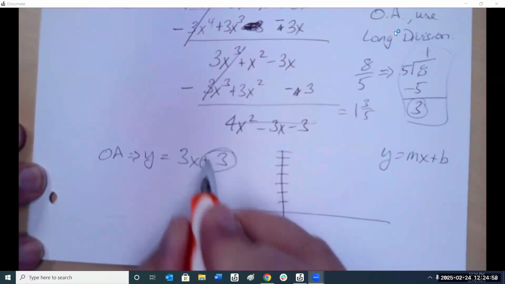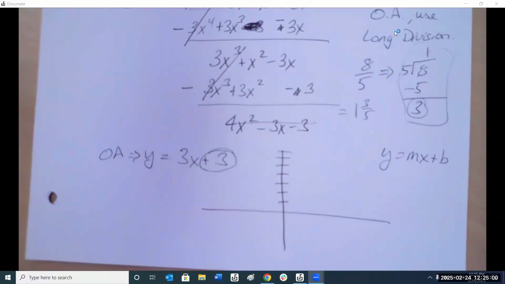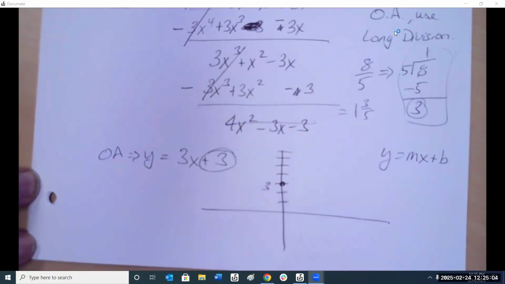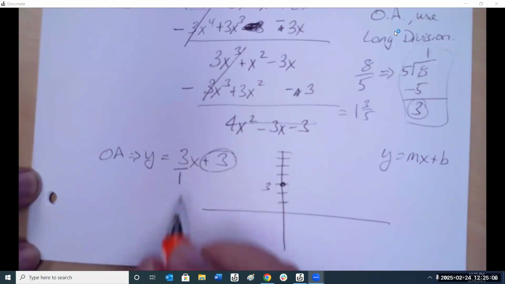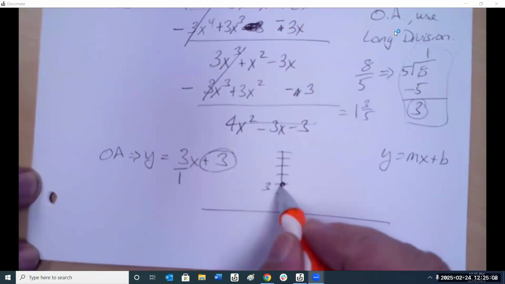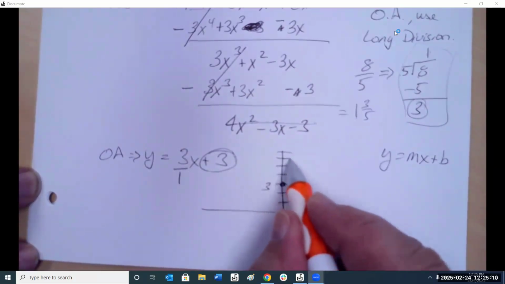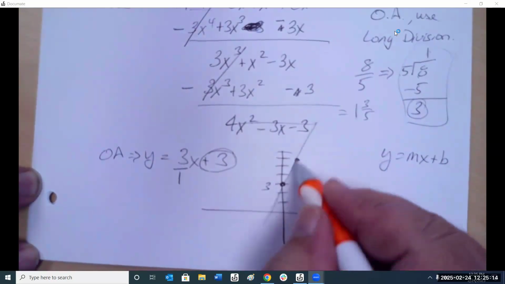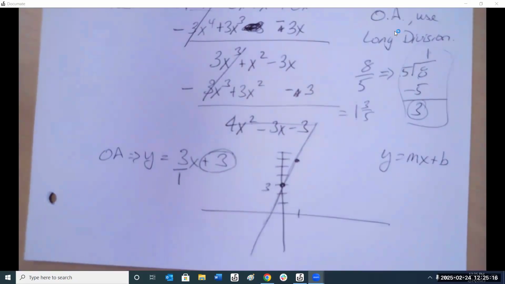First, what does this number represent? The y-intercept. So always start off with that and then follow the slope. Rise, go up 3: 1, 2, 3 over 1. And there's your oblique asymptote. That's long division.